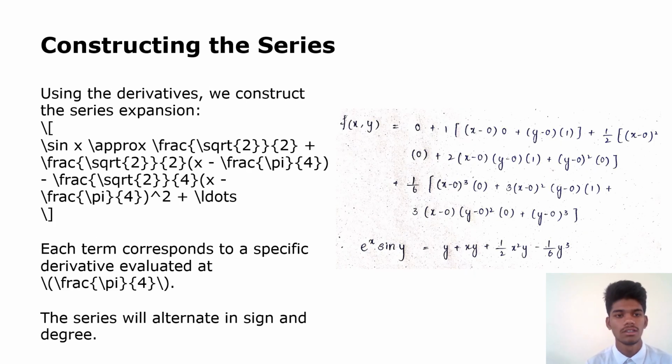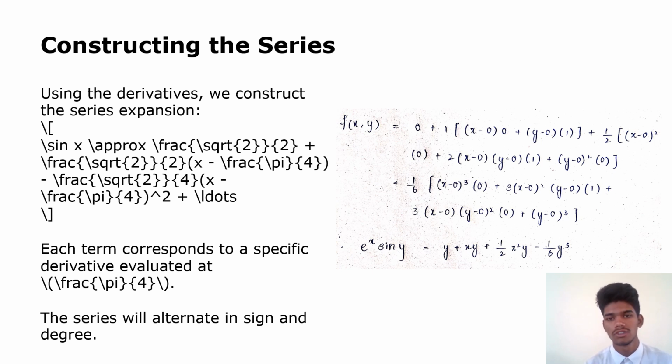Constructing the series. Using the derivatives, we construct the series expansion. We have to substitute these values in the Taylor series formula. Each term corresponds to a specific derivative evaluated at the point. The series will alternate in sign and decrease in value.